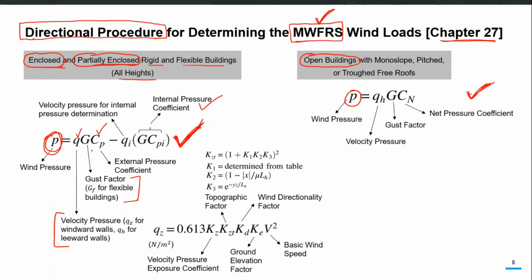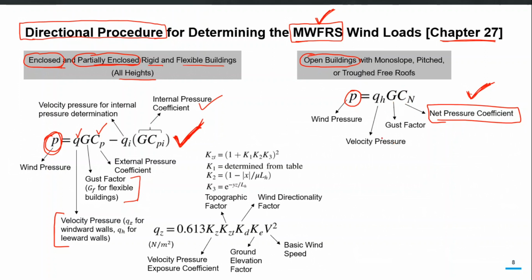And obviously if your building is enclosed and partially enclosed, you may have a significant internal pressure also, and therefore you have the main external pressure minus the internal pressure. This will be your net design wind pressure. But for open buildings, there is no separate internal pressure coefficient, so you directly have to use the net pressure coefficient, which is denoted here as C sub n. Gust factor is same and velocity pressure is same.